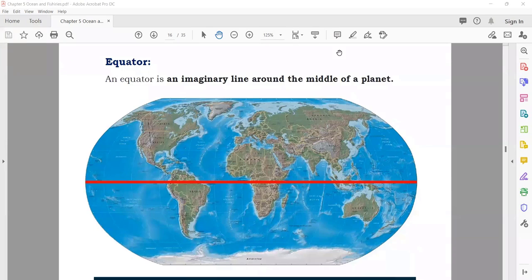Okay. After that, the equator. Maybe in lower grades you also studied the equator. What is the equator? The equator is an imaginary line. It means we draw this imaginary line. It's not present on the earth, but we made it just for some classification and distribution. According to this line, we are saying that this line is dividing the planet into two equal parts. One here, one here. So this is known as the equator.